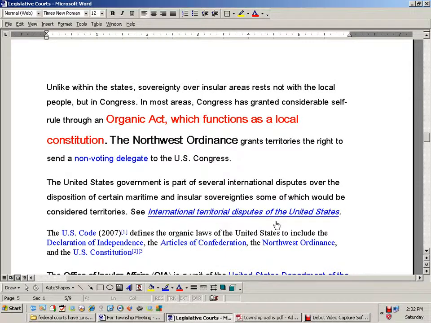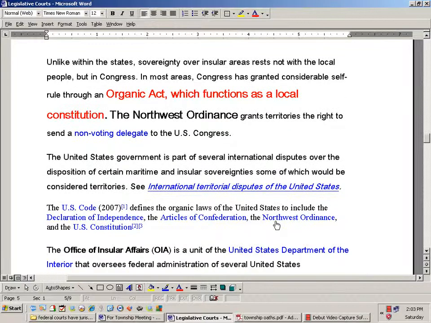Unlike within the state, sovereignty over insular areas rests not with the local people, but in Congress. In most areas, Congress has granted considerable self-rule through an organic act, which functions as the local constitution. The Northwest Ordinance grants territories the right to send non-voting delegates to the U.S. Congress. So the Northwest Ordinance is a constitution for the unincorporated federal district. The United States government is part of several international disputes over disposition of certain maritime and insular sovereignties, which would be considered territories.